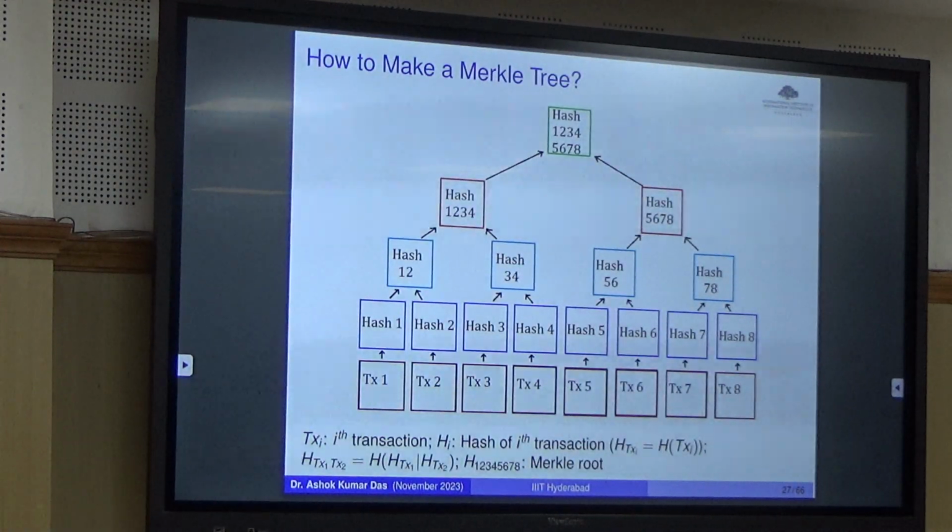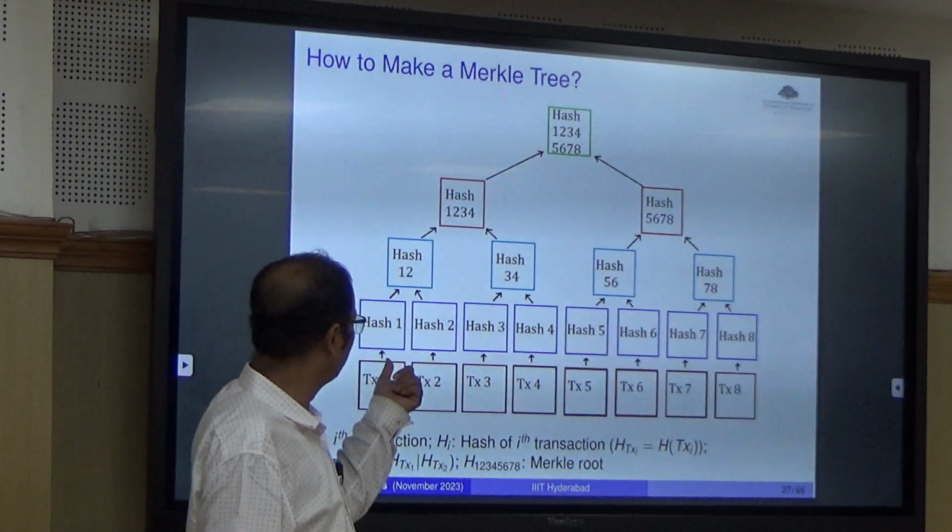Now we'll come to this point, something known as the Merkle root. So what is the Merkle root? The Merkle root is nothing but a balanced, complete binary tree. For this purpose, we require some transactions or data. So for example, transactions 1, 2, 3, 4, 5 up to 8 are there. So then what will we do?